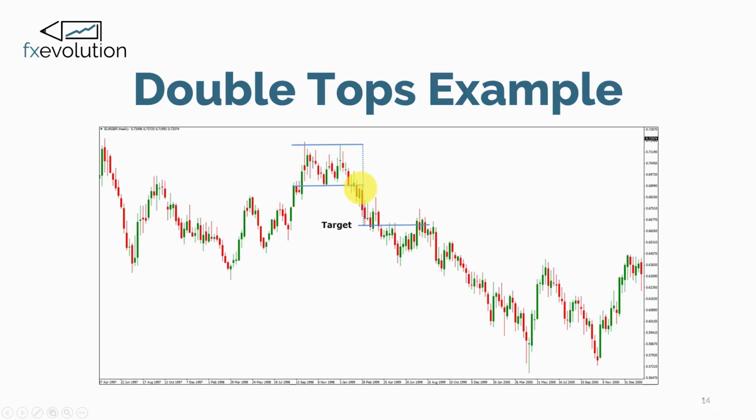You can also note in this example that this was actually the end of the uptrend. So we had an uptrend coming into the double top, and then as the double top broke down through the neckline, it actually instigated the reversal pattern, and we now have been in a downtrend ever since.